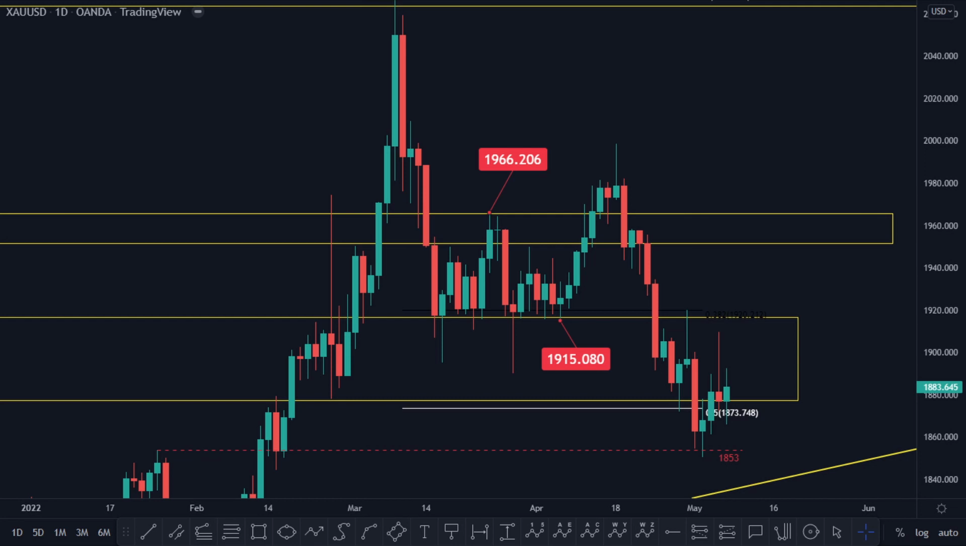If you take closer look on this daily time frame, then you can see closing of this multiple daily candle confirm that 1915 is our strong horizontal resistance. A daily candle above that level will confirm a bullish trend, and next target 1966.